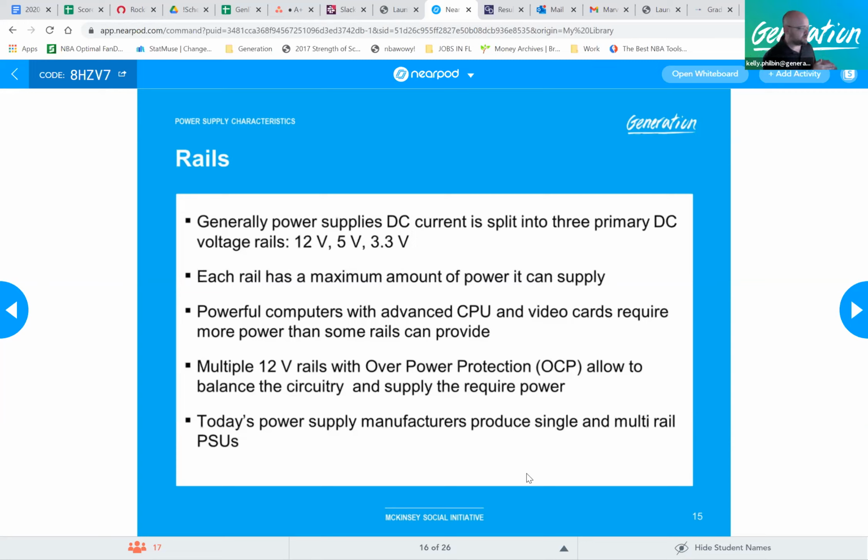So a single rail would probably be a more basic machine, like a thin client box or whatever. And then a gaming PC might have a multi-rail system set up because it needs to power the GPU, which even by itself has its own processing unit and requires its own independent power connection. So depending on your needs will determine which system you will use. Does that make a little more sense to you, David, or do you need a little more?